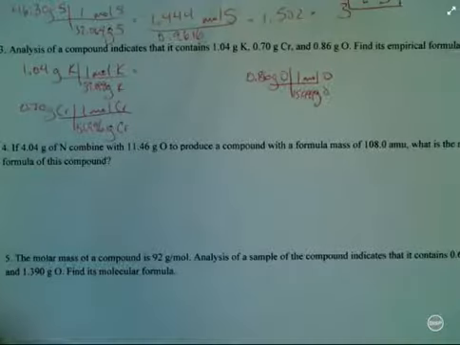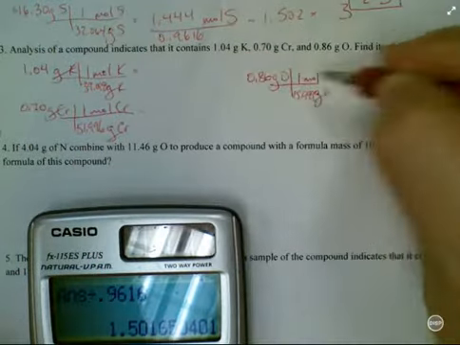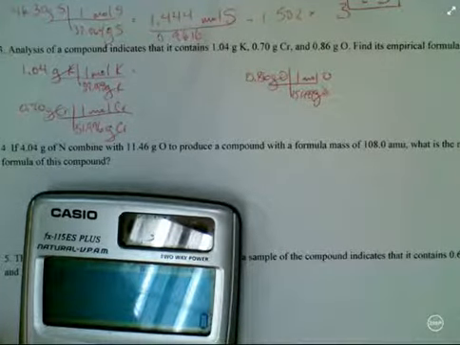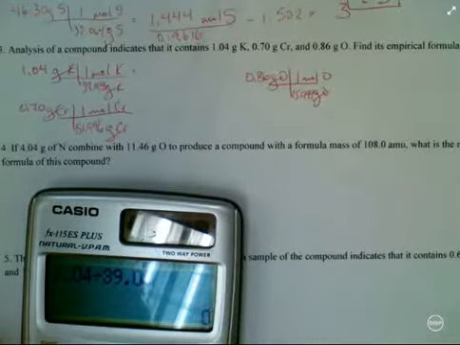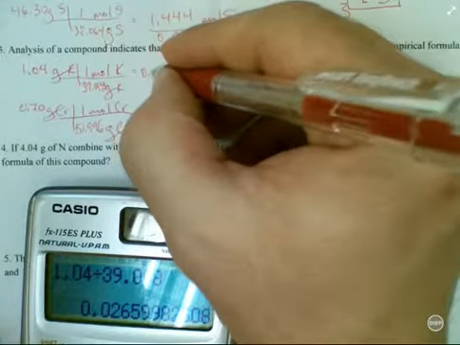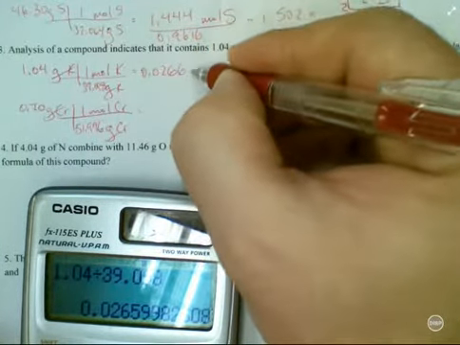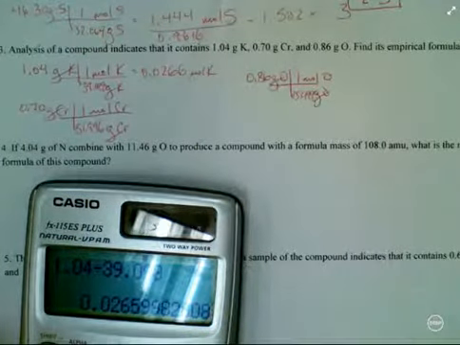So now it's time for calculator work, because I see that that's going to cancel successfully, and that's going to cancel successfully, and so is that. So 1.04 divided by 39.098. Kind of hard for me to read even. That ends up being 0.0266, and I want 3 significant figures here. So 0.0266 moles of potassium. Move on to chromium.